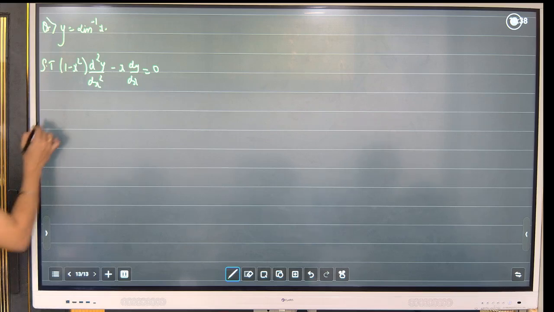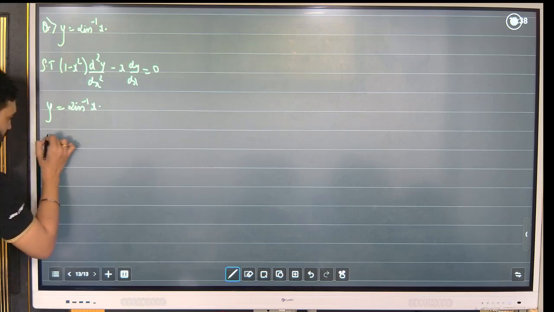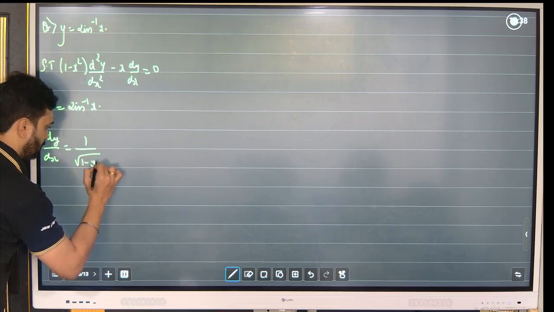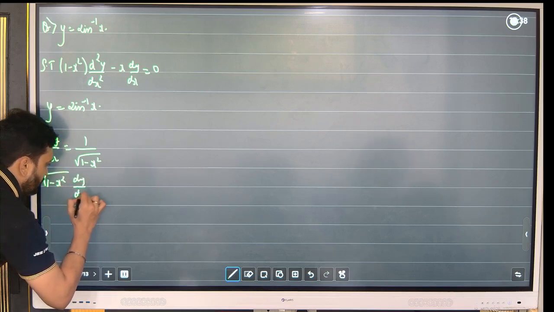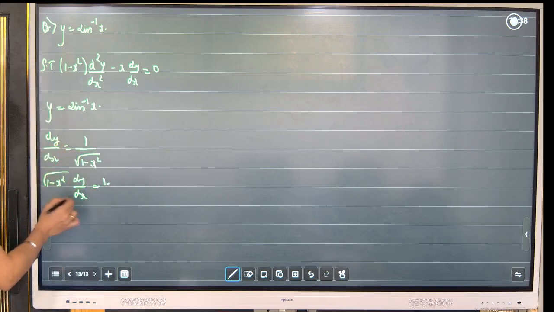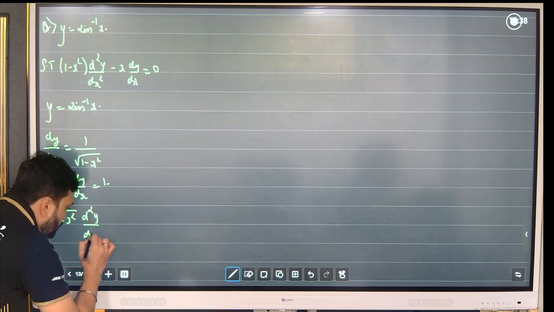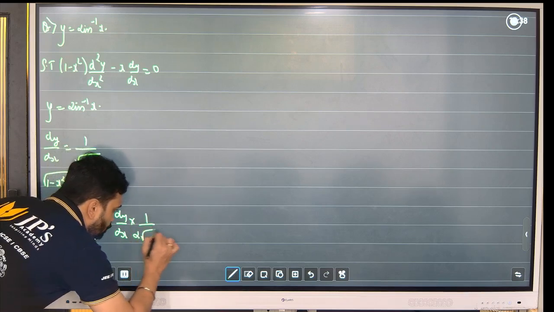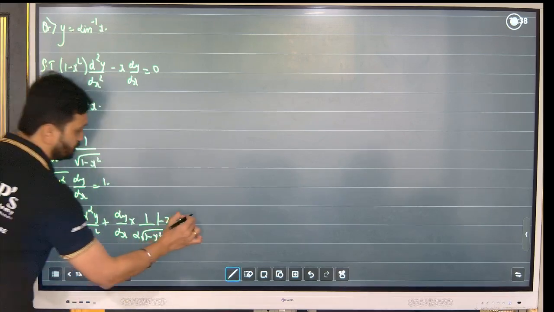Same method. Step number 1. y is equal to sine inverse x. dy by dx is equal to 1 upon under root of 1 minus x square. Under root of 1 minus x square dy by dx equal to 1. We'll solve this by integration by parts: u into derivative of v plus v into 1 upon 2 root of 1 minus x square into minus 2x is equal to 0. Have you guys understood this?